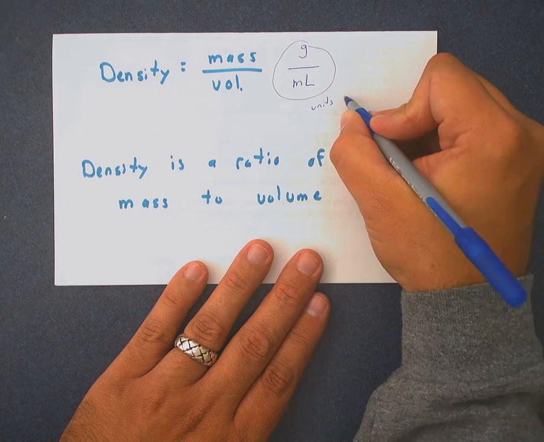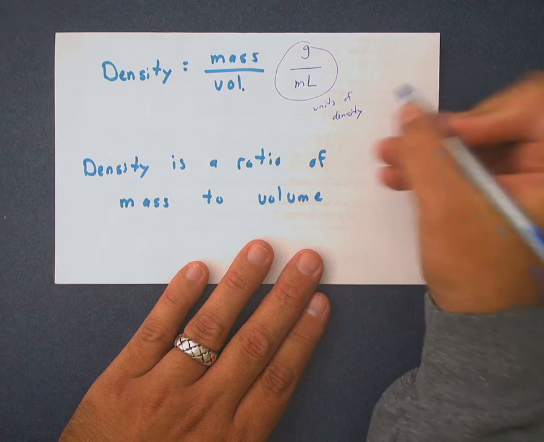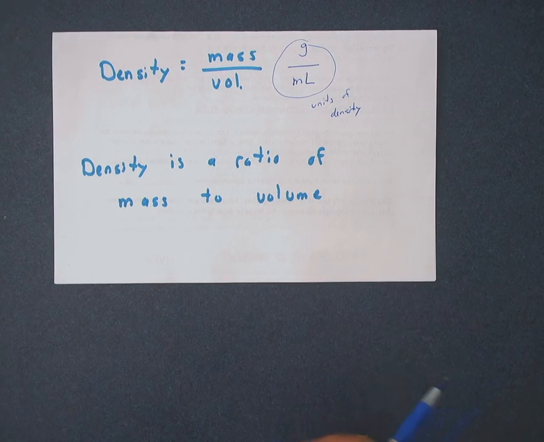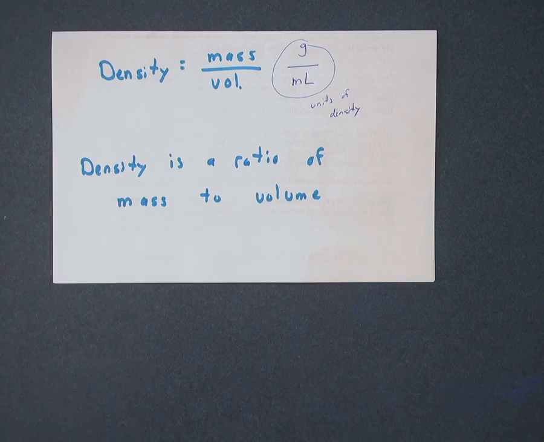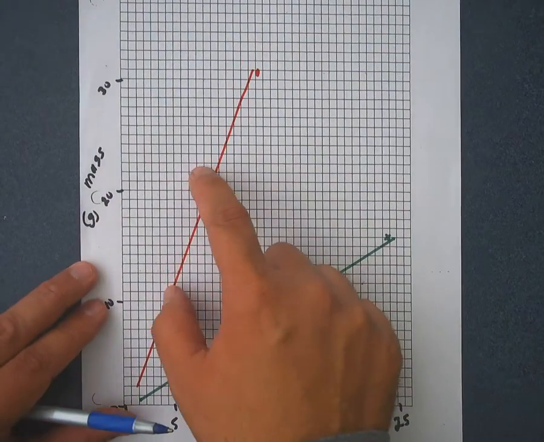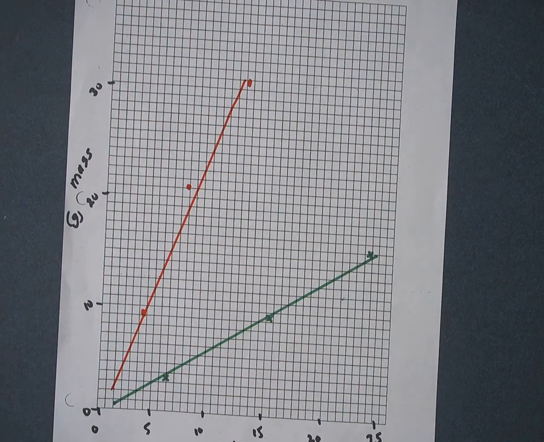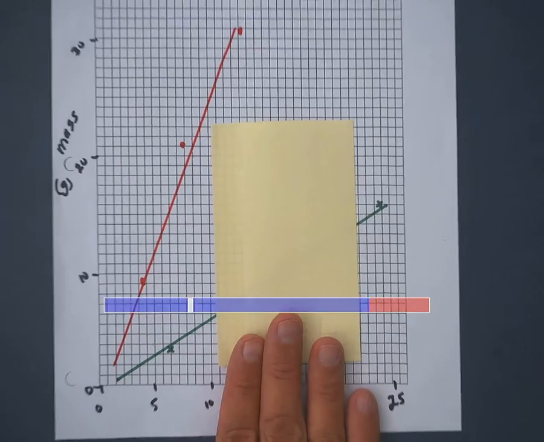Now, sometimes people are a little bit concerned, like, I don't get this. How can you have two units for density? But it's just like speed, where you measure something in miles per hour. You can have two units for density. If we were to find the slope of this red line, we would know the density of this red line. If you wanted some help with that, let me put this little sticky note here to practice how we get slope.